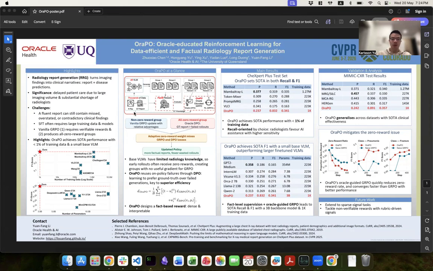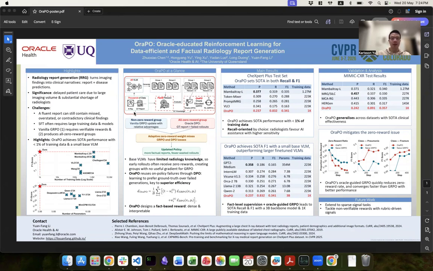Today I present our work, OraPO, Oracle Educated Reinforcement Learning for Data-Efficient and Factual Radiology Report Generation. Radiology report generation aims to convert medical images into clinically useful narratives. This is important because radiologists face enormous workloads nowadays, and reporting delays can directly affect patient care.